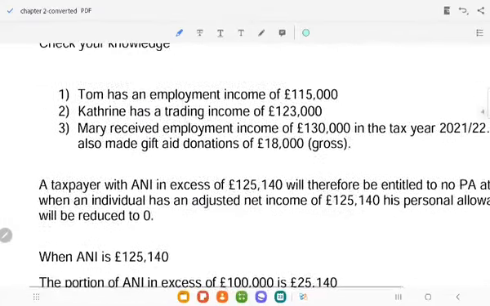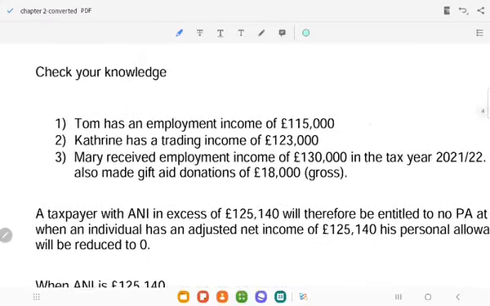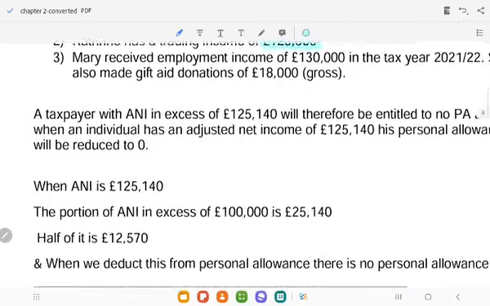So in this regard, you have to consider different cases. For example, if Tom has employment income of 1,15,000, what will be the adjusted personal allowance? And if he has income of 1,23,000, then? And Mary received employment income of 1,30,000, while she also made a gift donation of 18,000, then how do you calculate the adjusted personal allowance?